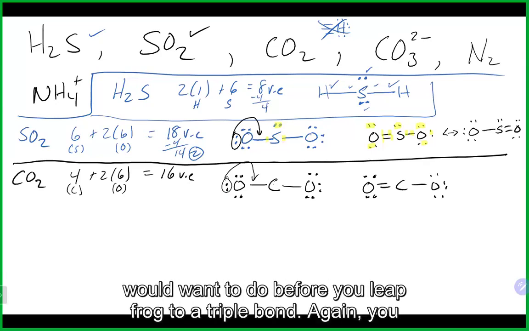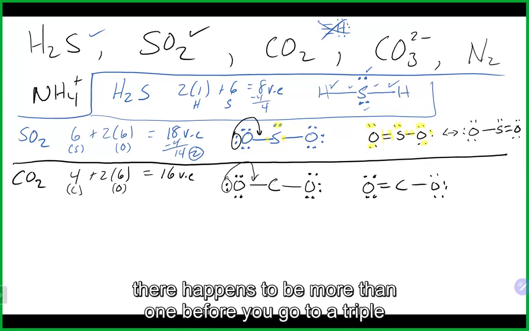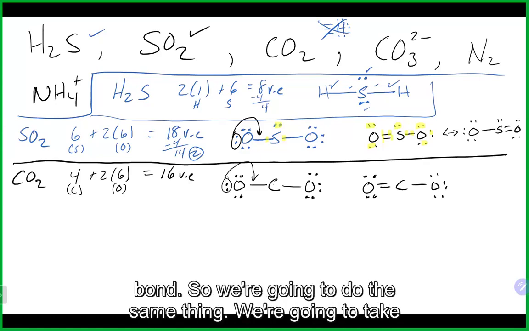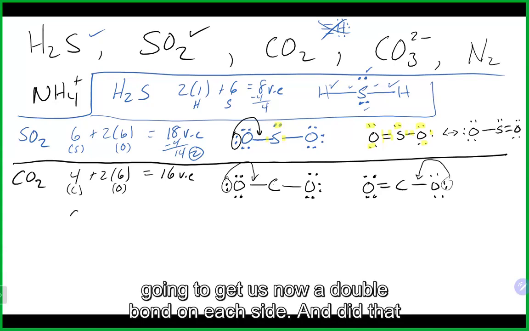And that is what you would want to do before you leapfrog to a triple bond. Again, you want to exhaust all your double bond possibilities, if there happens to be more than one, before you go to a triple bond. So we're going to do the same thing. We're going to take a pair of electrons and bring that guy in as well. And that's going to get us now a double bond on each side.